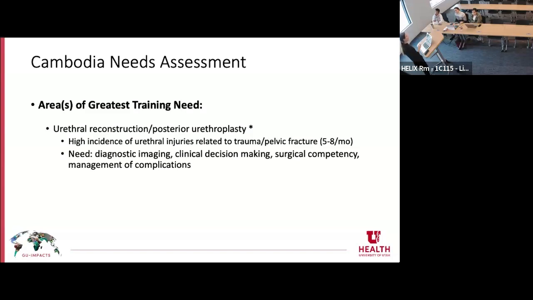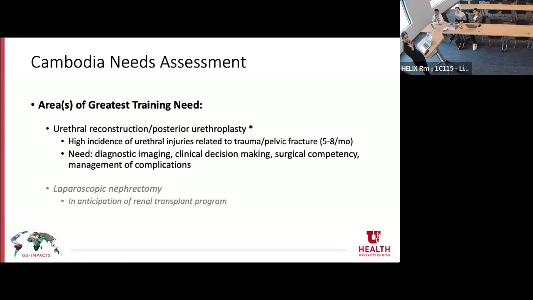So what they need in terms of how to do this and how to do it correctly is diagnostic imaging, help with radiology imaging, because their radiology services don't know how to do the imaging that you need in order to help diagnose these injuries. They need help with understanding clinical decision-making, and then, of course, the actual surgical skill and management of complications.